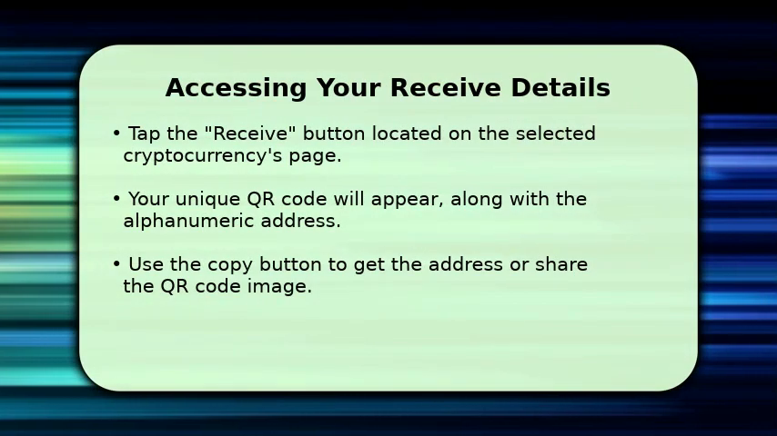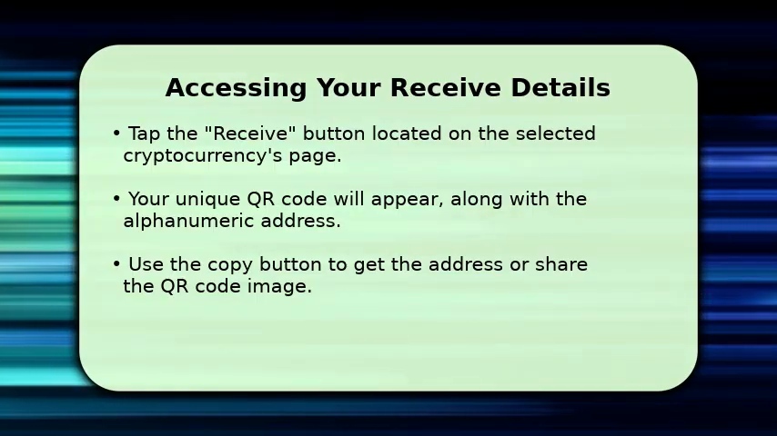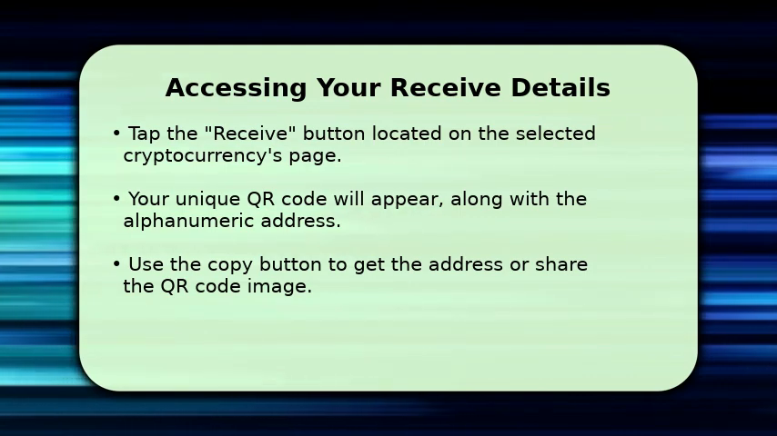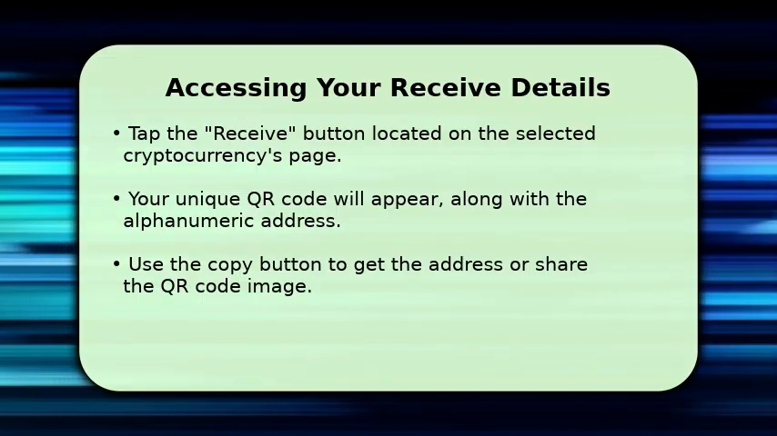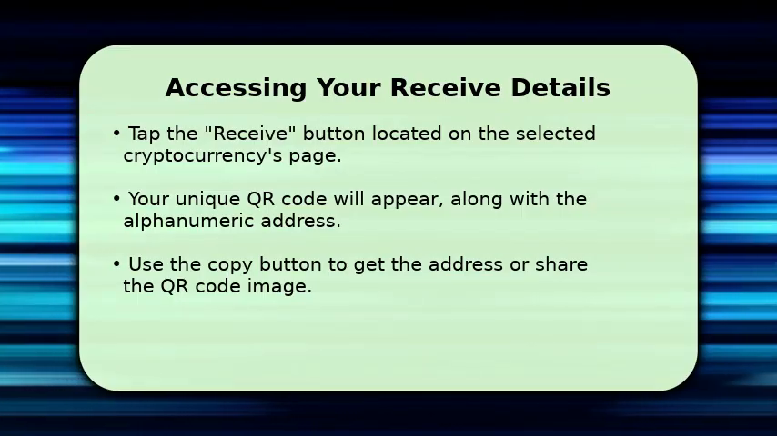After selecting your cryptocurrency, look for and tap the Receive button. This action will immediately display your unique QR code. Below the QR code, you will also see the full alphanumeric wallet address. You can either tap the Copy button to get the address string or share the QR code image directly with the sender for easy scanning.